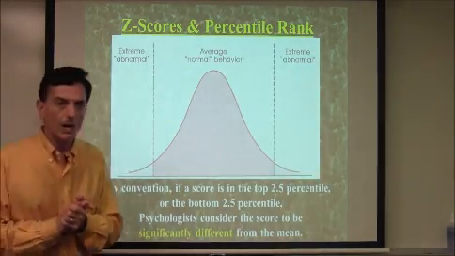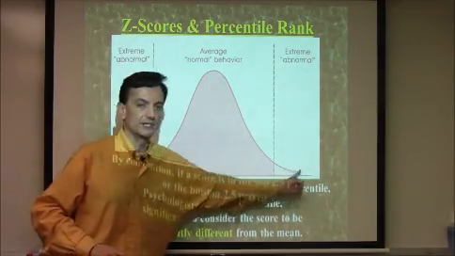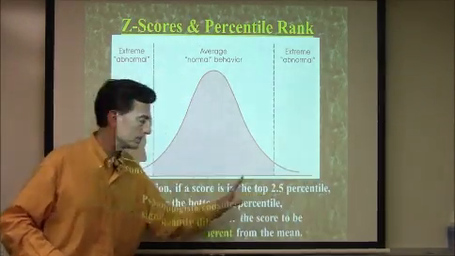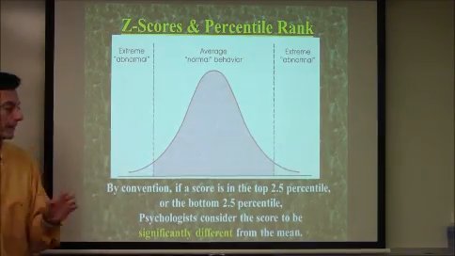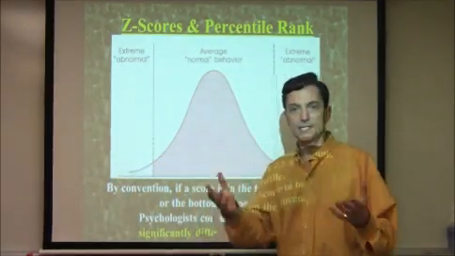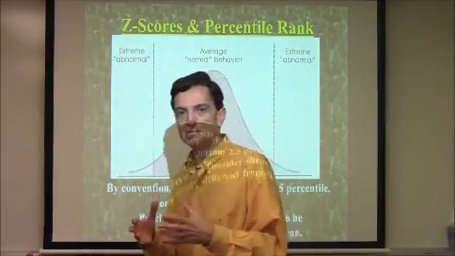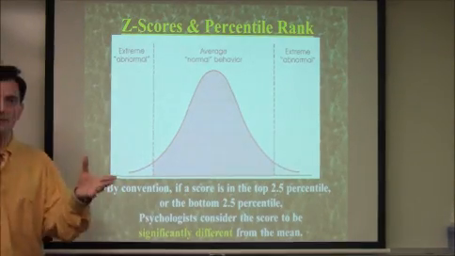Okay? All right, so by convention, if a score is in the top 2.5 percentile, it's way up here, or the bottom 2.5 percentile, way down here, psychologists consider that score to be significantly different from the mean. In fact, that's a standard adopted by lots of scientists, not just by the subset of scientists that are also psychologists. Many scientists use a 0.05 as a convention.